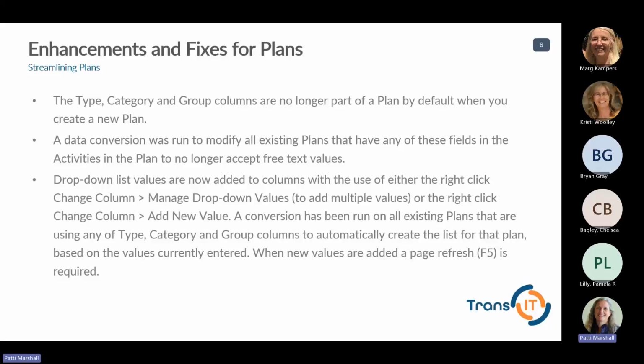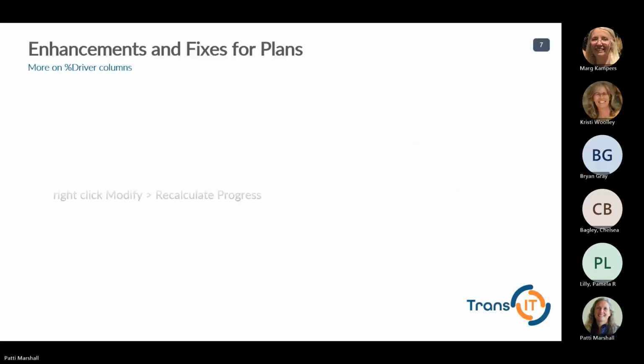So to get to that, if you want to add multiple at a time, you can right click and change the column and do manage drop down values. Or if you just want to add a single new value, you right click and you do add new value. So no one should see any difference with any of their existing plans, but going forward, there's fewer base columns and you have more flexibility and ability to customize all the columns that are there.